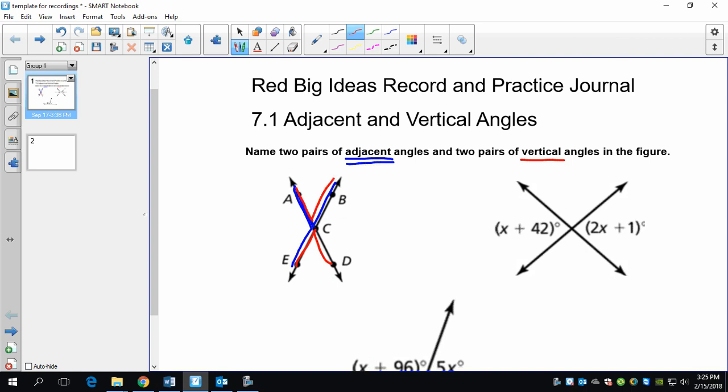Now, of course, we're going to have a vertical angle on this side too, BCD and ACE, because they share that same vertex of C. So vertical angles are essentially congruent, and they are sort of opposite of one another. So that's vertical and adjacent angles.